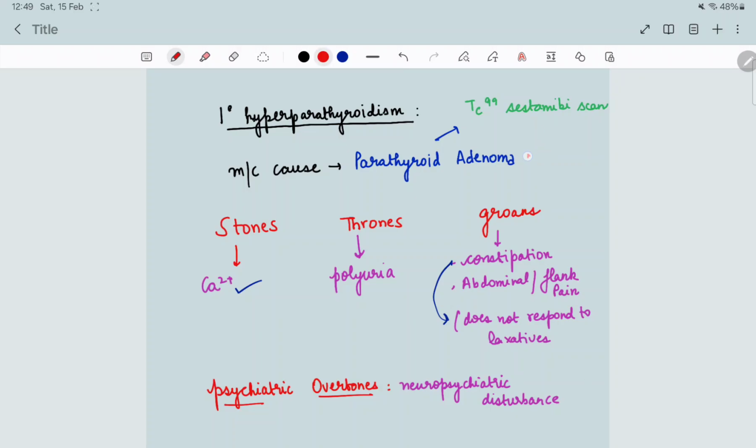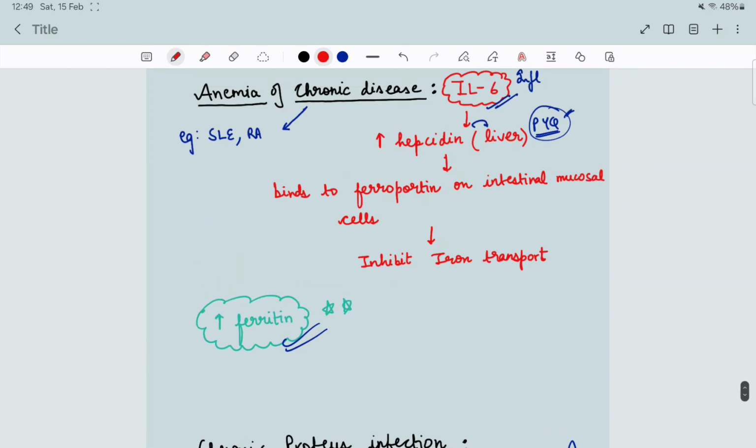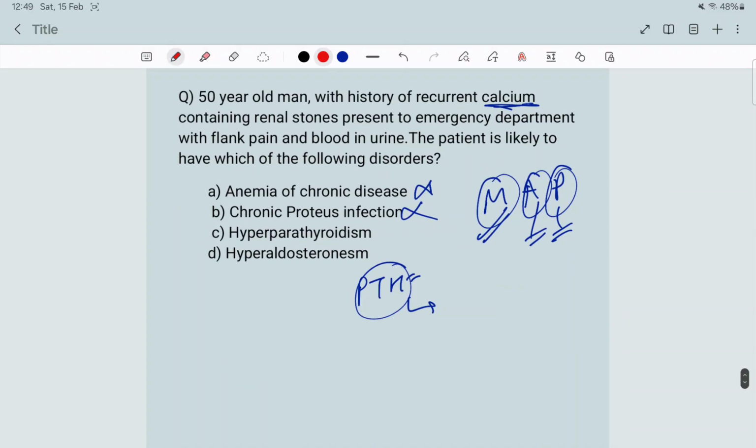This is a PYQ. What is the most common cause of hyperparathyroidism? It is parathyroid adenoma. And AIIMS asked one step ahead: what is the best test for parathyroid adenoma? It is the technetium-99 sestamibi scan. So this is about primary hyperparathyroidism: stones, thrones, groans and psychiatric overtones. So in this, yes, primary hyperparathyroidism is the answer, because calcium stones are present too, with flank pain and blood. History of recurrent stones is there.